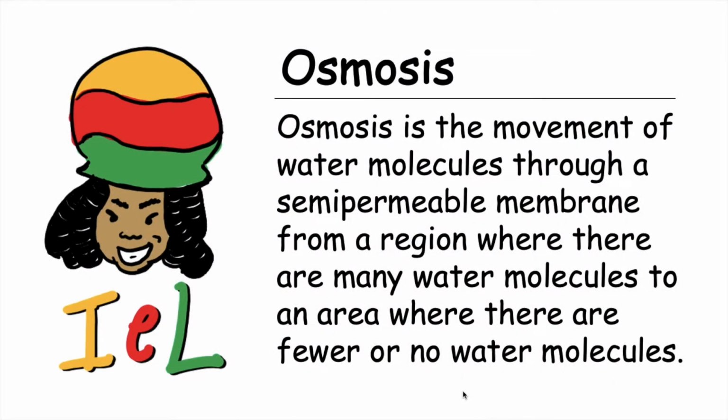So what is osmosis? Osmosis is the movement of water molecules or solvent molecules through a semi-permeable membrane from a region where there are many water molecules to an area where there are fewer or no water molecules.